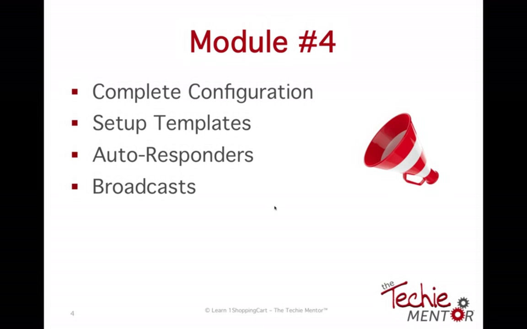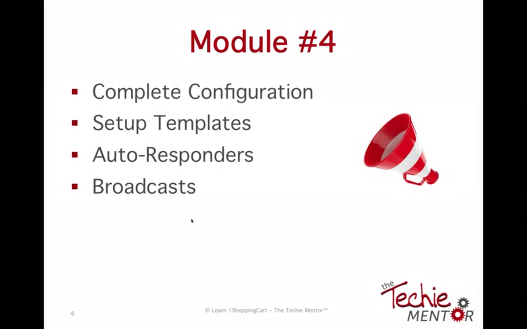There we go. Okay. So module number 4, we completed the configuration that we actually had started in module 3. And as you know, with One Shopping Cart, there's a lot of different questions and a lot of different things that you need to set up. So I went through and finished that configuration, including the email setup configuration, which talks about opt-ins. We looked at setting up templates.